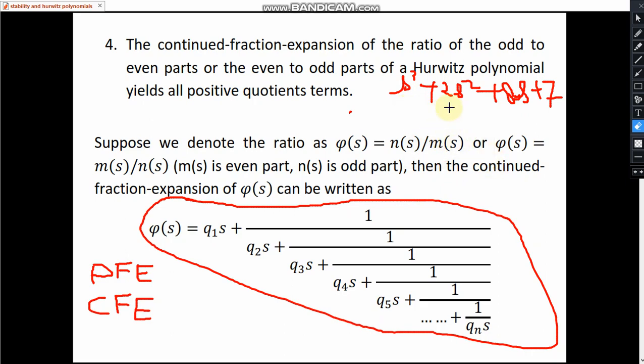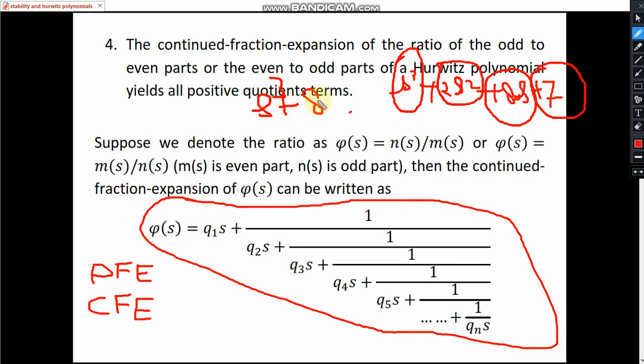So m is the even part. So here what is m? 2s square plus 7. This is the even part. What is the odd part? S cube plus 8s. This is the odd part. Okay. So we have to find out the ratio, s cube plus 8s divided by 2s square plus 7. This is psi, the ratio of odd to even part.